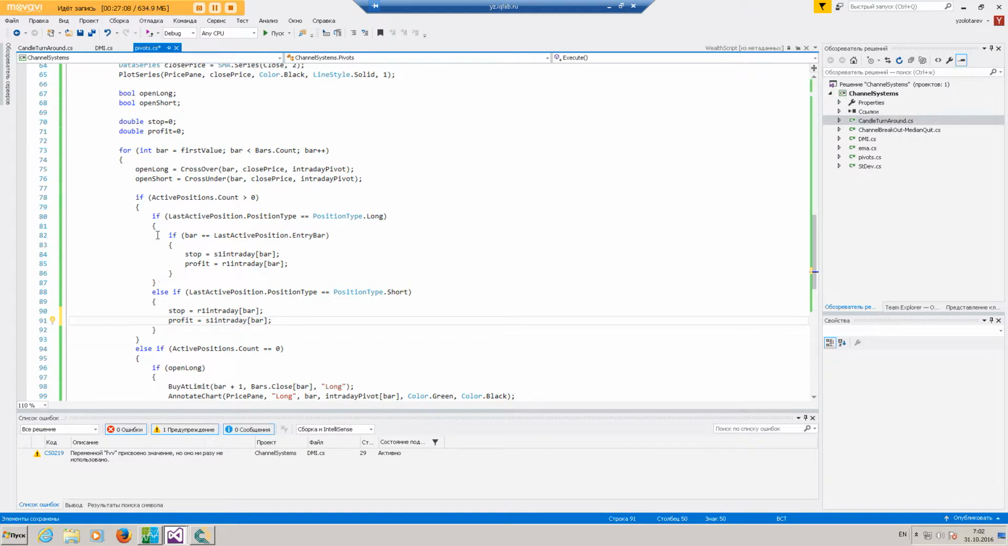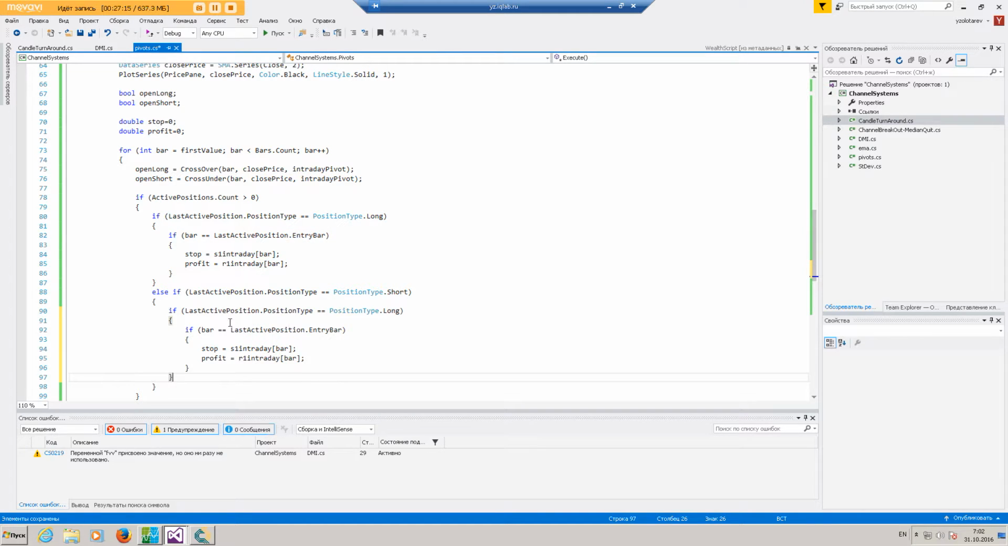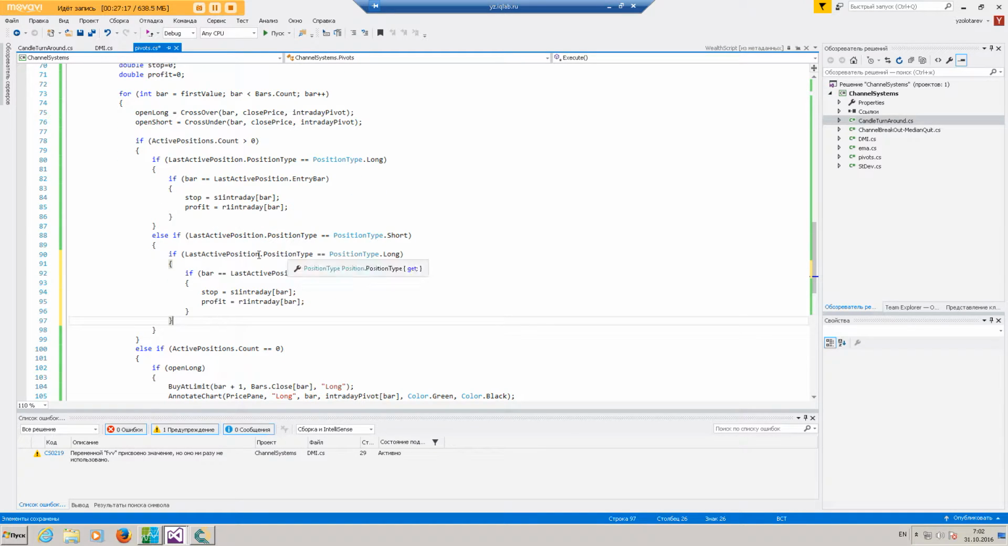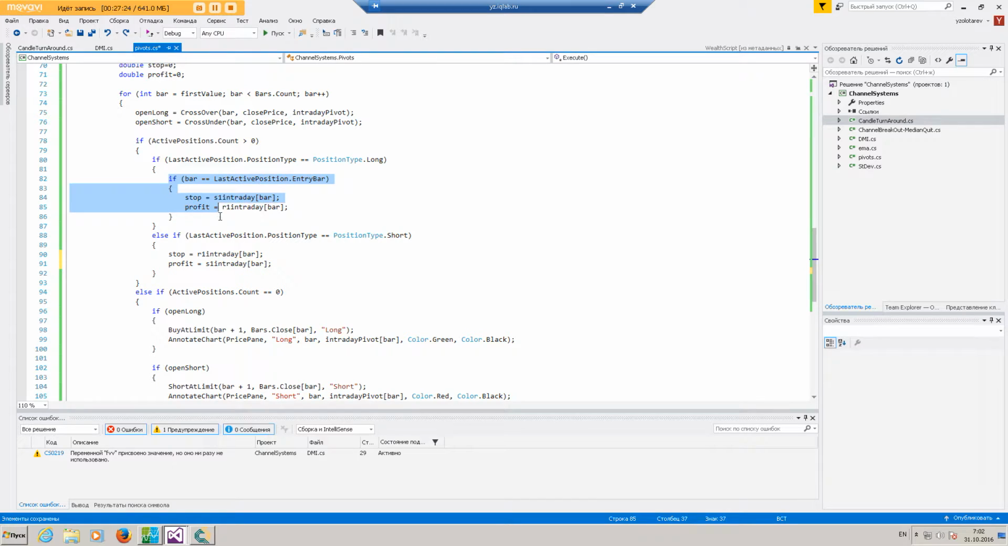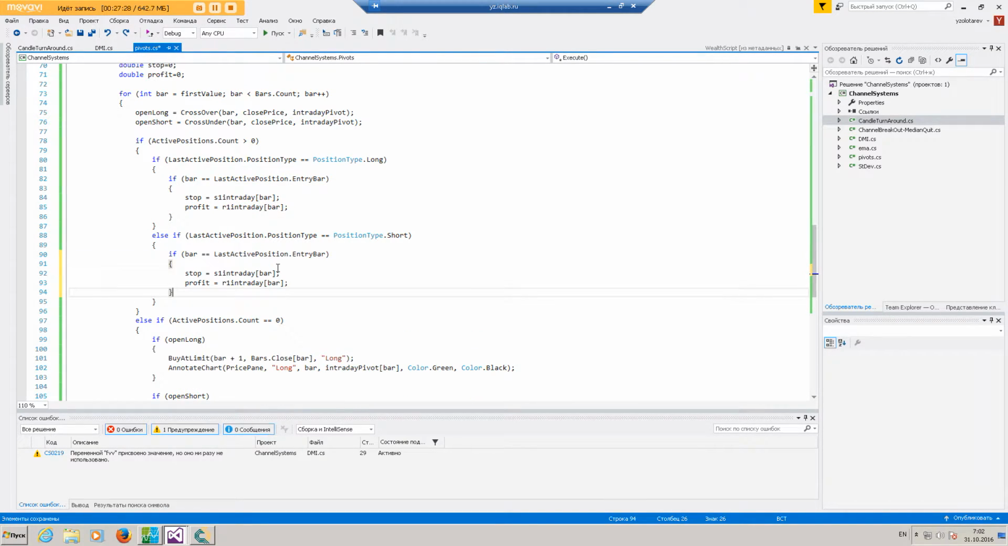Oops, sorry. I need to do this as well, don't I? So this setting happens only on the first bar. Did I just copy too much stuff? Okay, and let's just put this the other way around. R1, S1. Okay, yes.